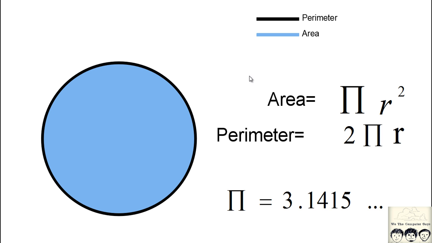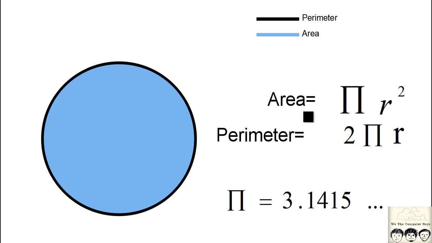I prepared a slide just showing you the perimeter and the area. The formula for the area of a circle is pi r square, where r is the radius, and for the perimeter it is 2 pi r. Now this pi is 22/7, or it is 3.1415, and it's recurring. If you want the accurate value, you can google it. For those who don't know what perimeter is, that's the black one, and the area is the blue one.